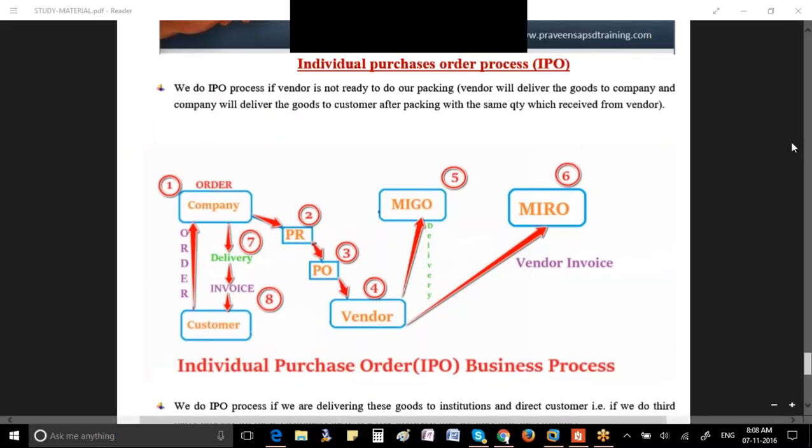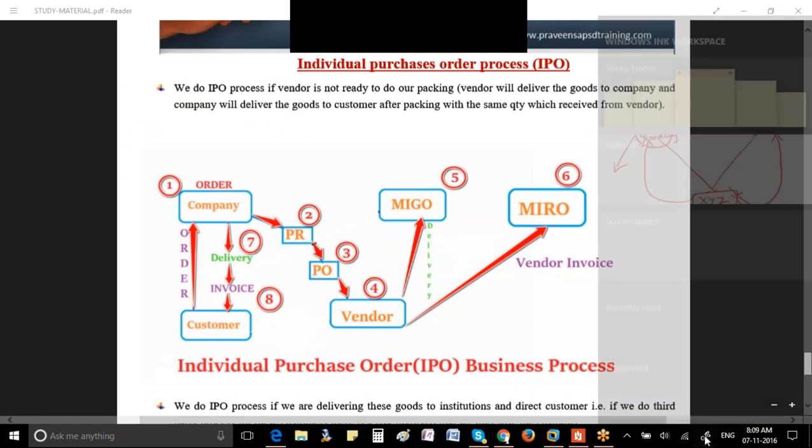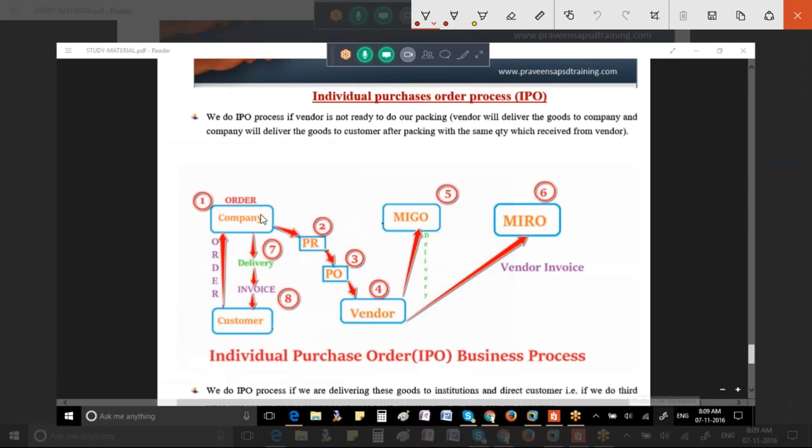So let's see why we do third party. There are different reasons. If the vendor is not ready to do our packing, that's one reason. In that case the company will procure the goods, do the repacking or packing, and deliver it to the customers. Or in some cases, there is a risk of losing the customers because their identities can be known to the customer.